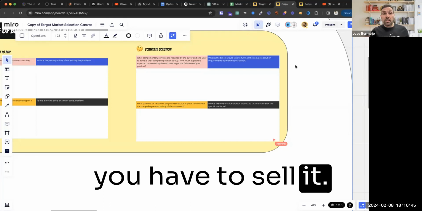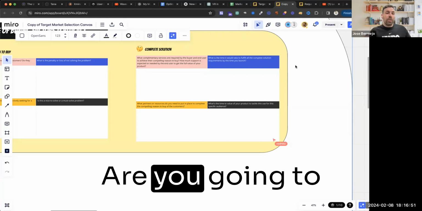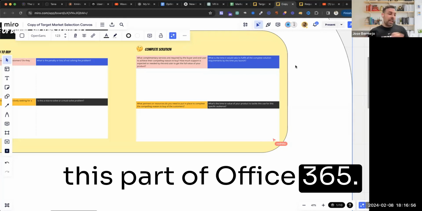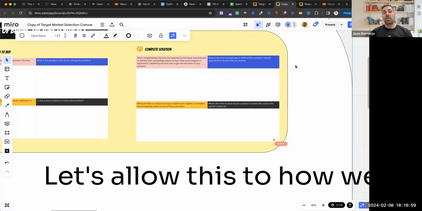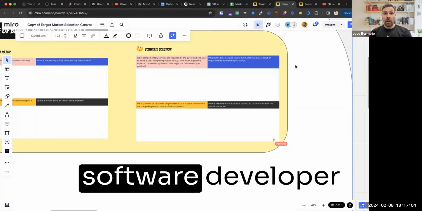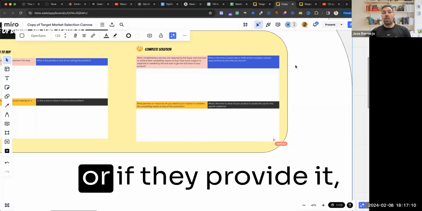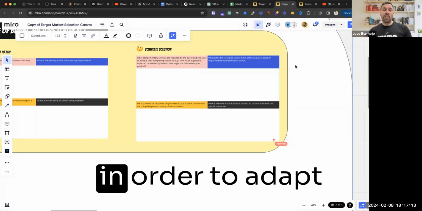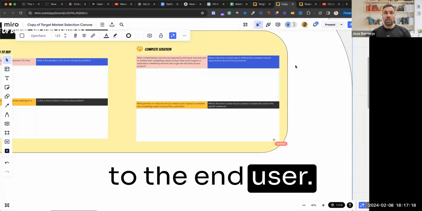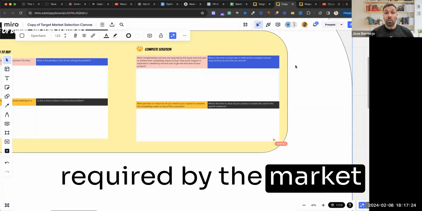when you have to sell it, and I've been there, the customer is going to say, are you going to adapt my look and feel? Are you going to adapt it to my end user workflow? My users, they don't like this part of Office 365. Let's adapt this to how we actually use the internet, right? And then you need a software developer that is not Microsoft, because Microsoft is not providing that service, or if they provide it, it's super expensive, in order to adapt the core product, which is Office 365, to the end user. So that is a value added service that is required by the market to buy Office 365.